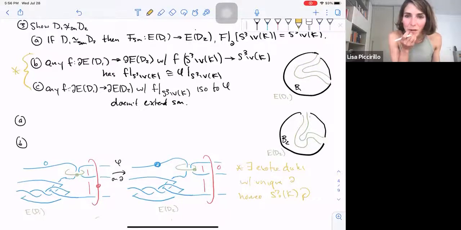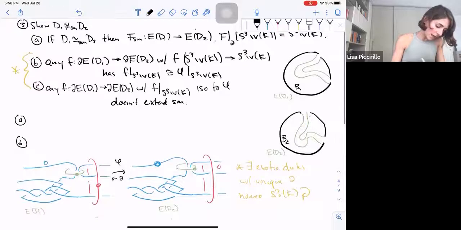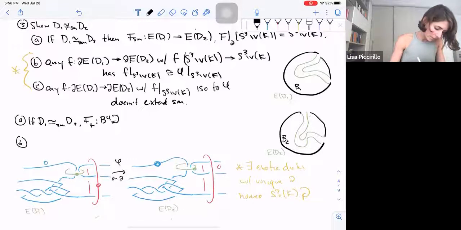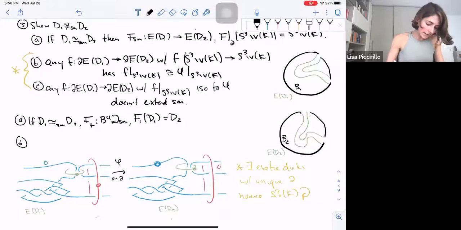Okay, so let me say something about why each of these steps are true. I'm really just going to sketch A and B. The sketch for A is not too bad. If we had an isotopy between our disks, then we would get an ambient isotopy because everything is smooth. Then we have these diffeomorphisms to B4 so that the final one throws D1 onto D2. That final diffeomorphism is going to give me my diffeomorphism between my exteriors. You just restrict to the complement.